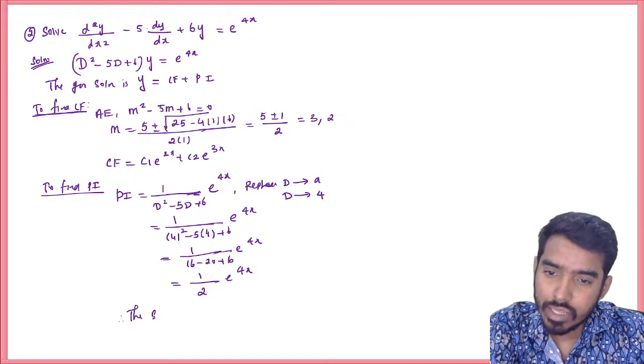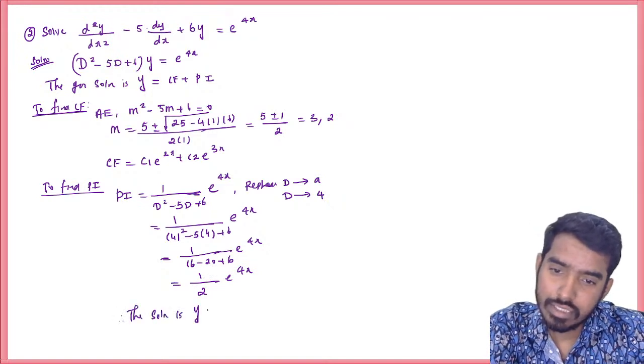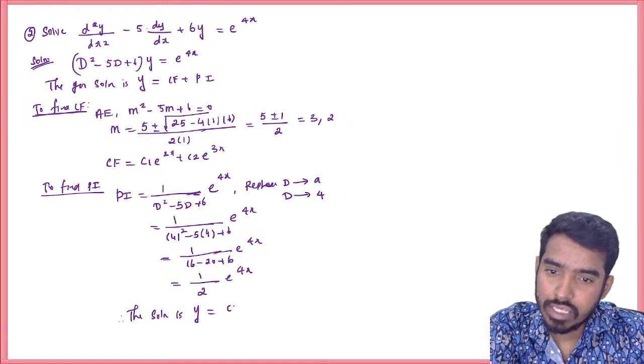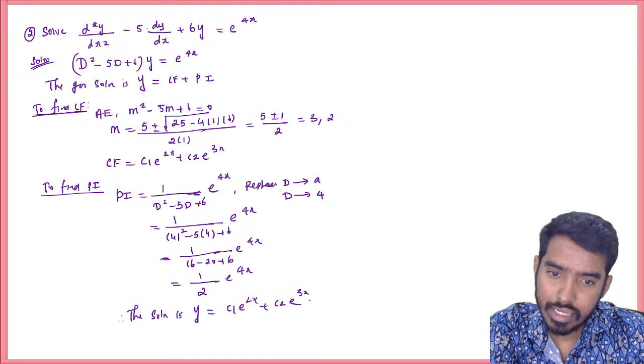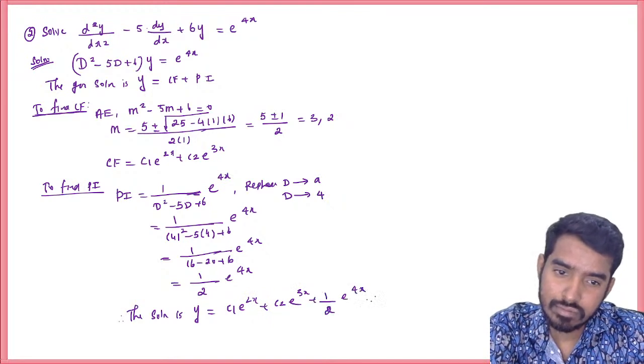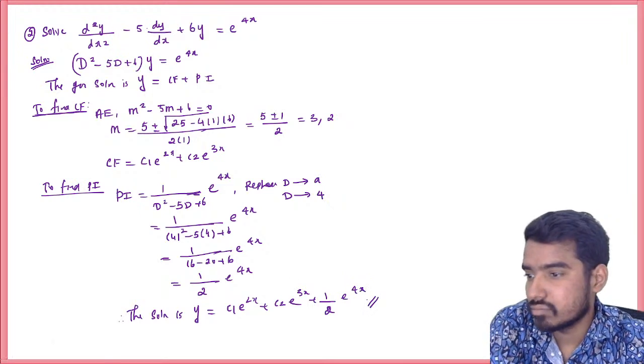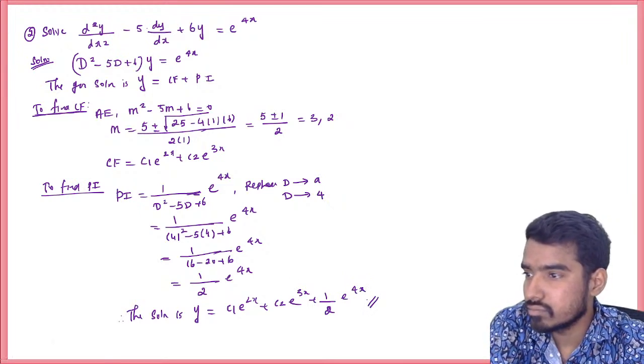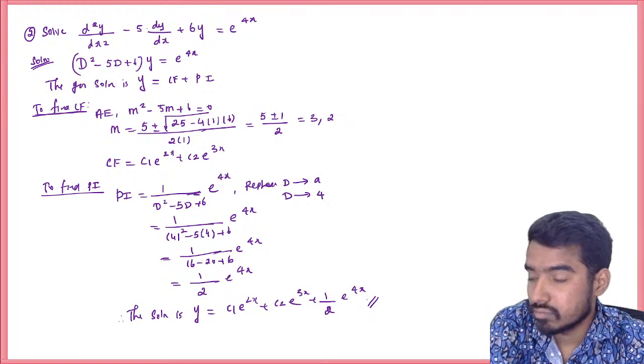So therefore, the solution is y is equal to CF plus PI. So CF is c1 e power 2x plus c2 e power 3x, plus 1 by 2 e power 4x. Is it clear? Okay, so we'll move on to the third problem.